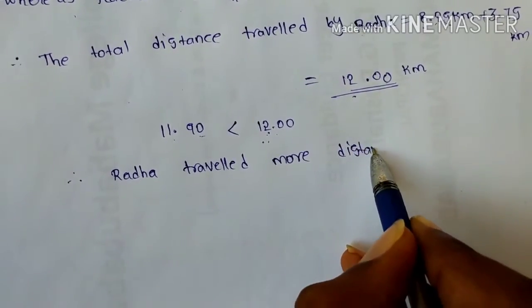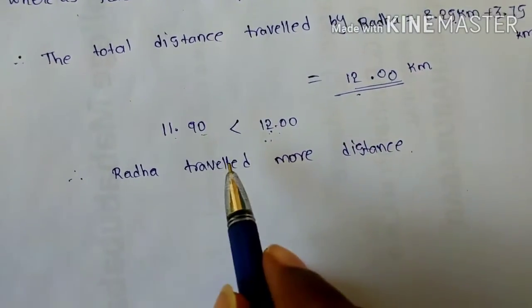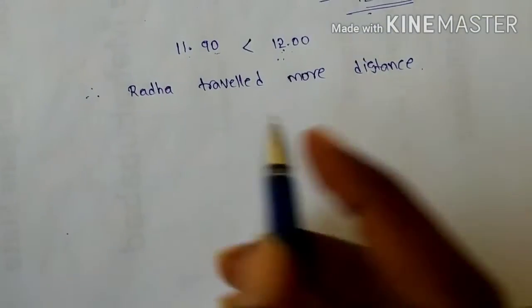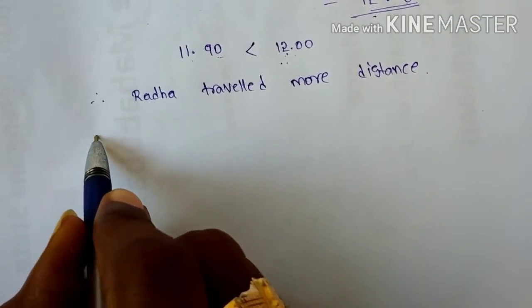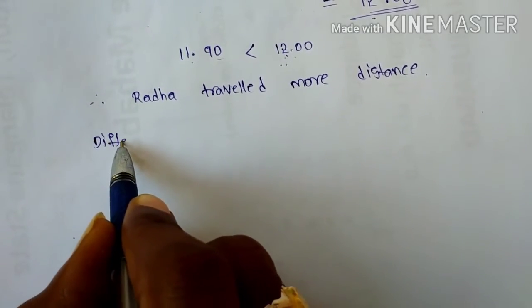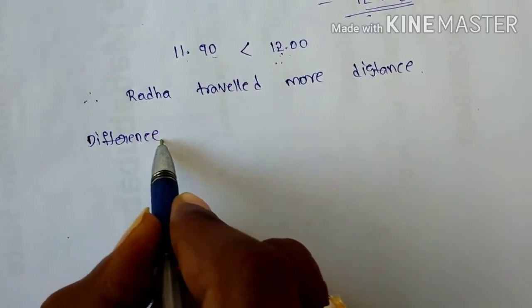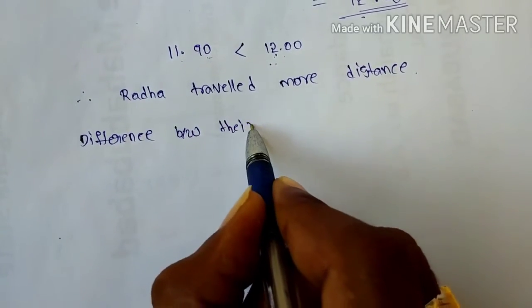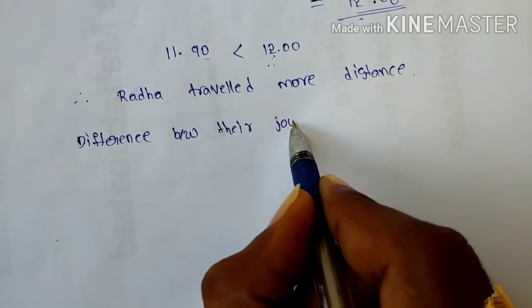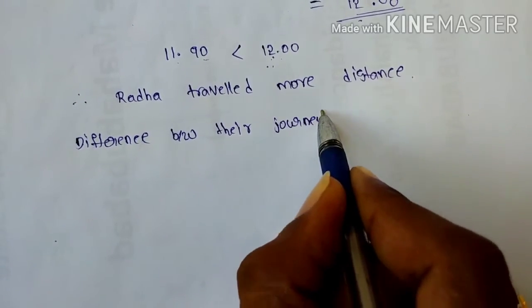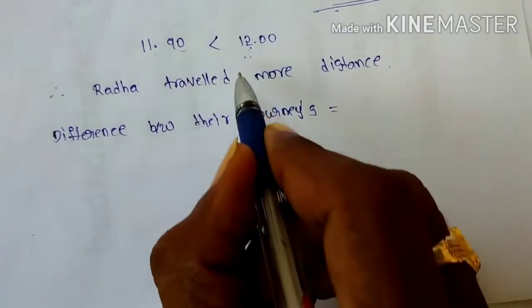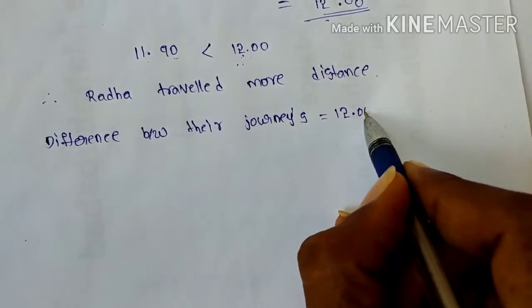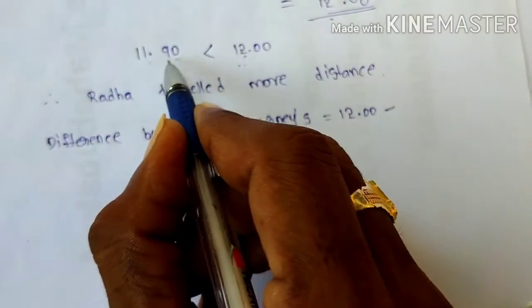Yes or no? Yes. And in the question they are also asking how much, so you can find the difference. Your difference is how much? Difference between their journeys. Difference between their journeys, how much here? 12 kilometers. That means 12.00 minus 11.90.